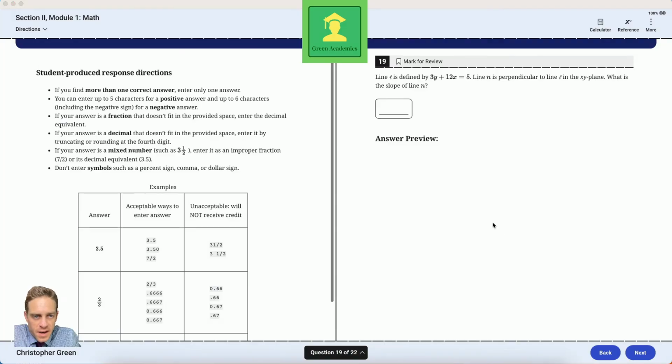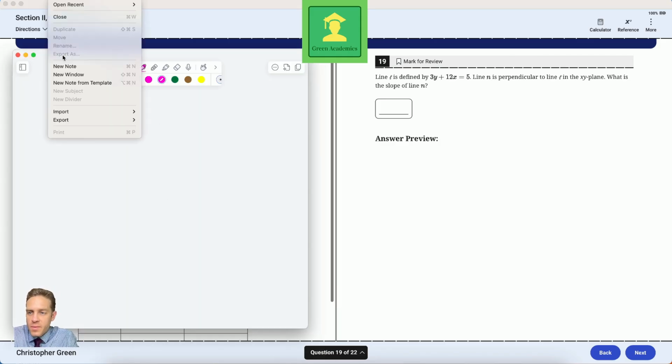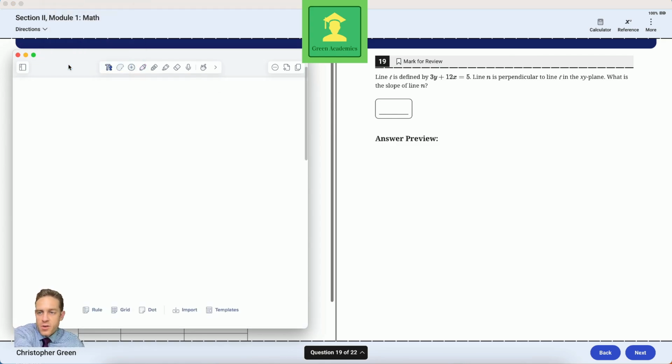Line L is defined by that. Line N is perpendicular to line L in the xy plane. What is the slope of line N? Well, I would recommend rewriting the original in slope-intercept form carefully, but this is relatively straightforward.